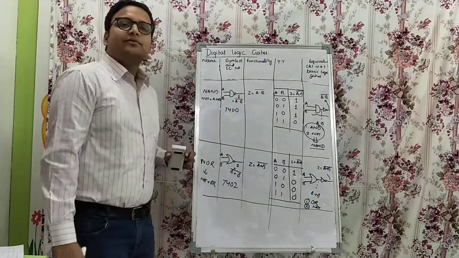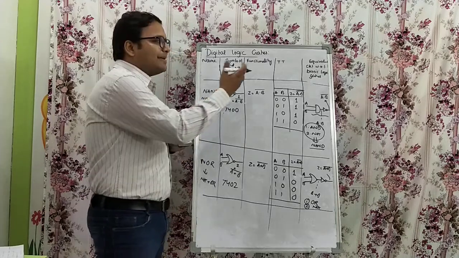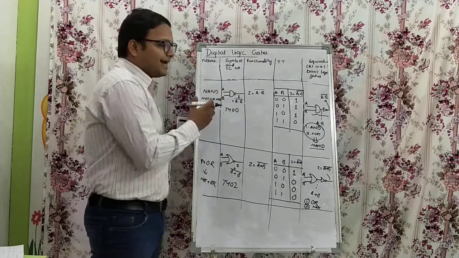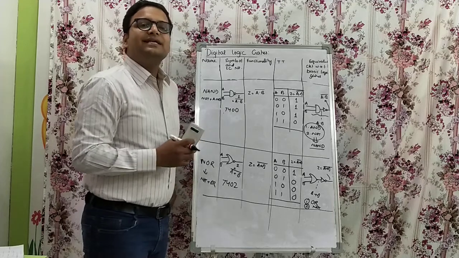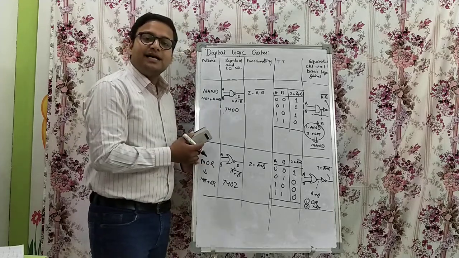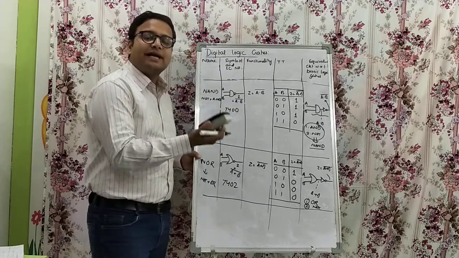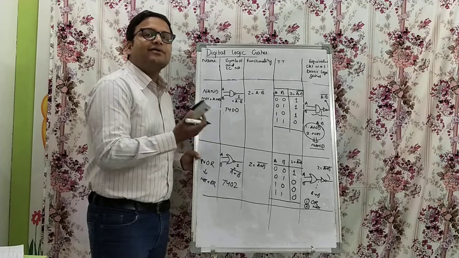So this is called universal logic gates. In this later session we can see how we can design these basic gates using NAND and NOR. Means how we can design NOT gate using only NAND, AND gate using only NAND, OR gate using only NAND, NOT gate using only NOR, AND gate using only NOR, OR gate using only NOR.